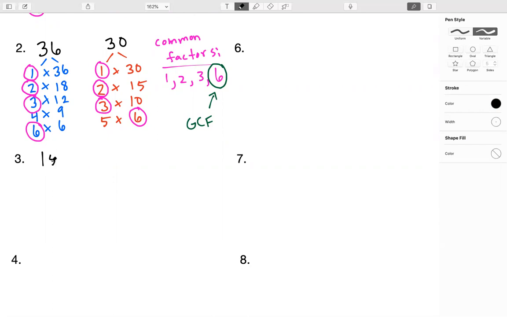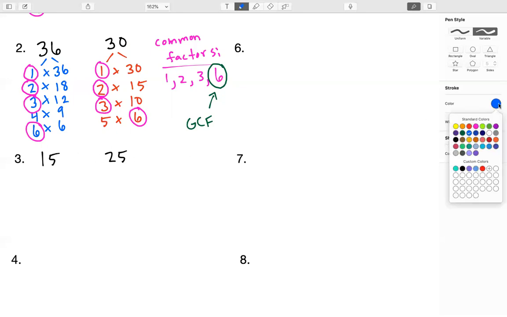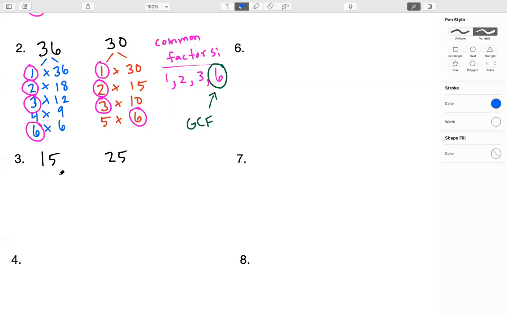Okay. 15 and 25. You don't have to do this method for all of these. Some of you know your multiplication tables really well, and you could just say what it is right away. But give this a shot. Well, some of you know right away that the answer is 5. But if you didn't know the answer is 5, you have to think about what you can multiply together to get the smaller one. 1 times 15, 3 times 5. Not so many factors for 15.